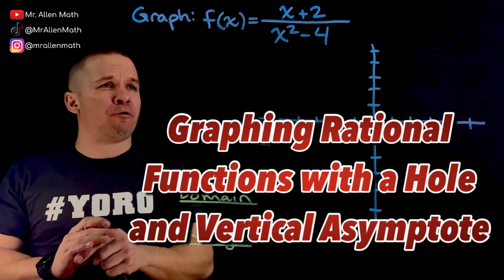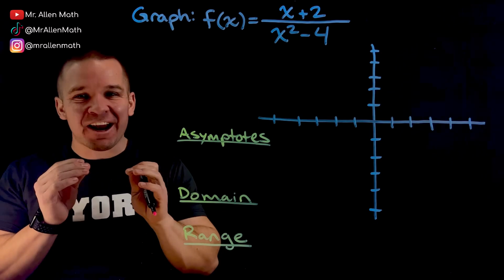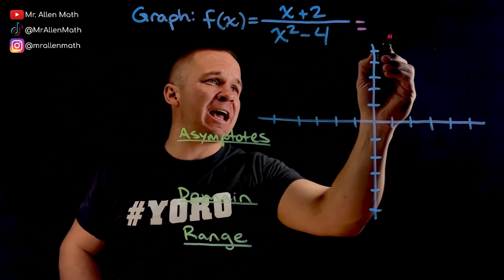We are about to graph this rational function f of x equals x plus 2 over x squared minus 4. First thing we have to do is factor if possible. And this is a difference of two squares, so I most certainly can factor.